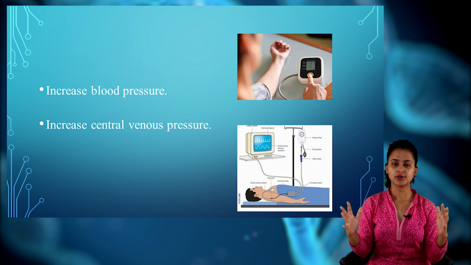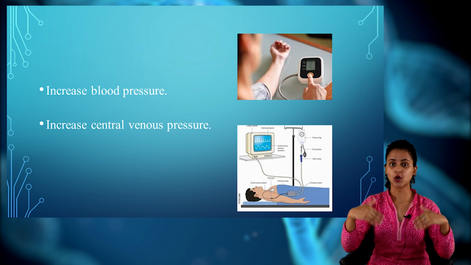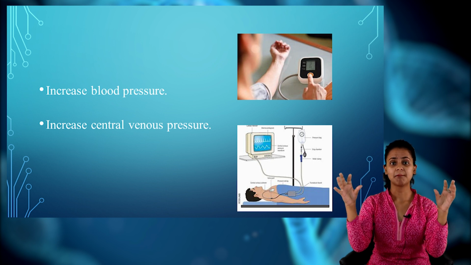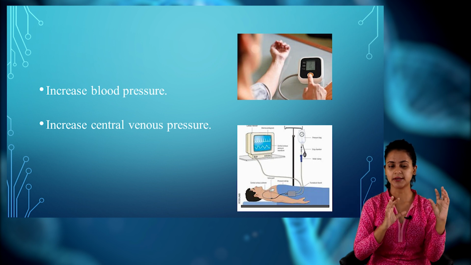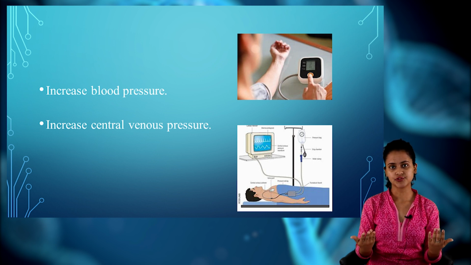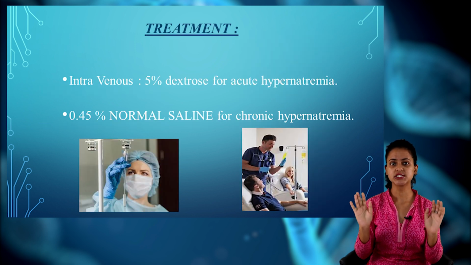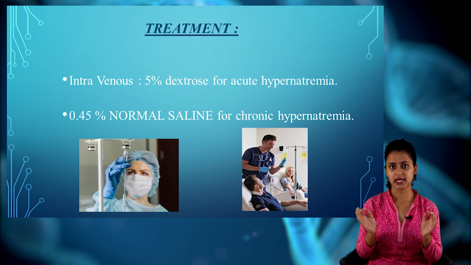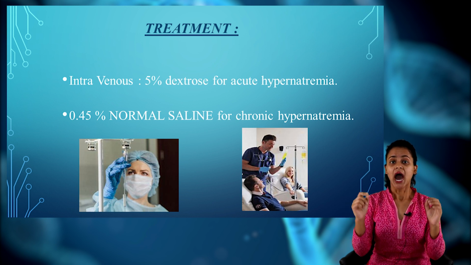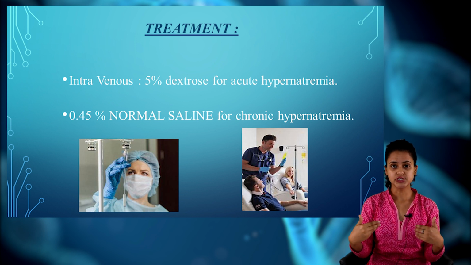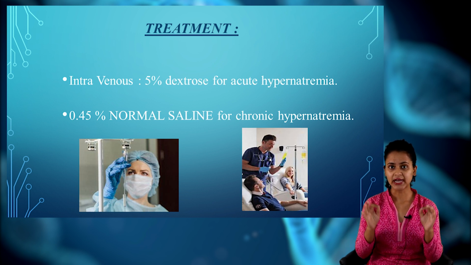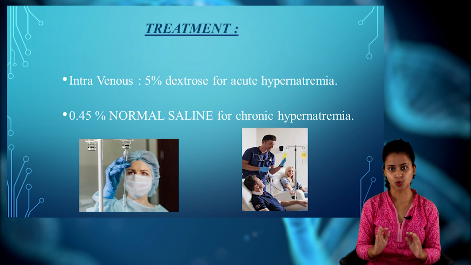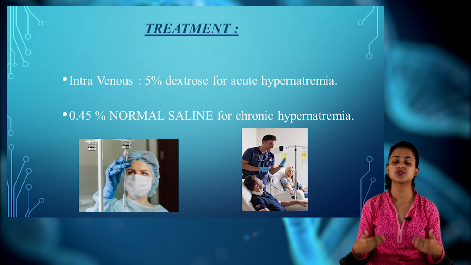So I hope now you are completely aware of the causes and the probable manifestations for a client with hypernatremia. Next, we are going to read about the treatment modalities which will often be suggested for a client with hypernatremia. Now, intravenous administration of 5% dextrose in case of acute hypernatremia is often indicated.